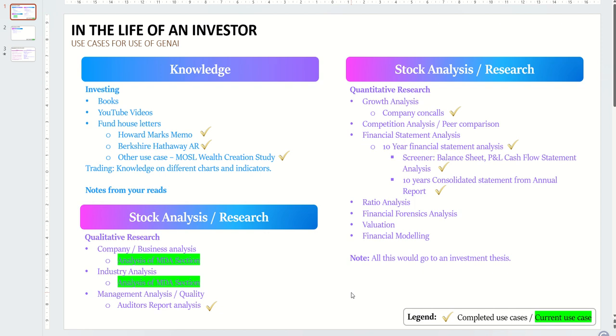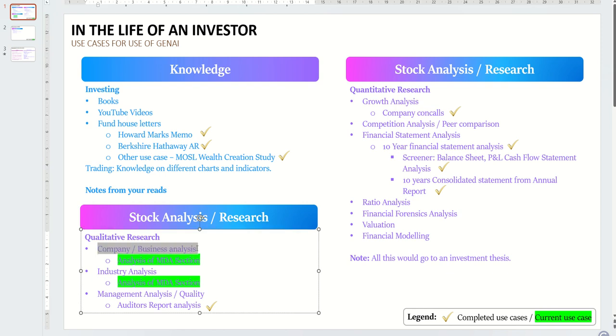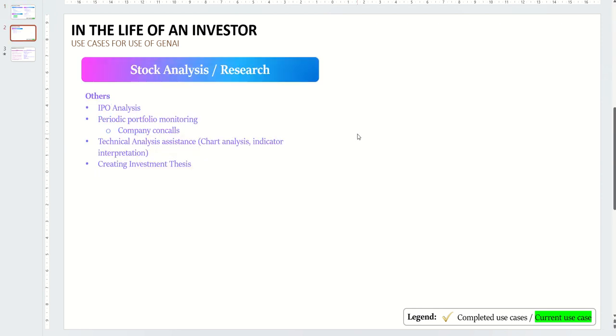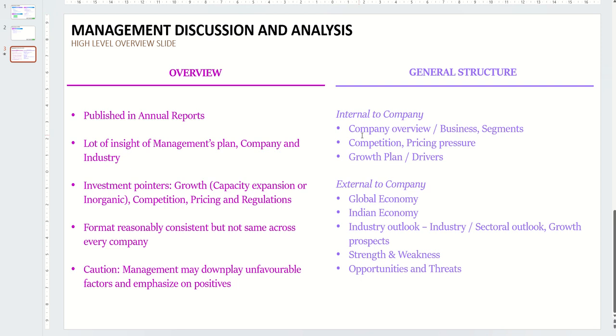The overview. Before prompting, I want you to understand what is MDA and how it will be useful for investors. Then only you'll appreciate the importance of prompting in this section. So this management discussion analysis will be part of company business analysis as well as the industry analysis. So let me quickly go through an overview of this management discussion analysis section.